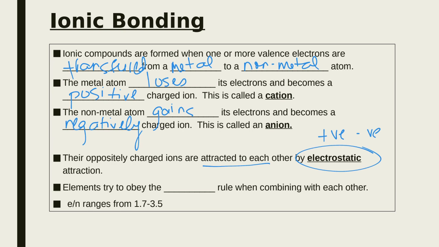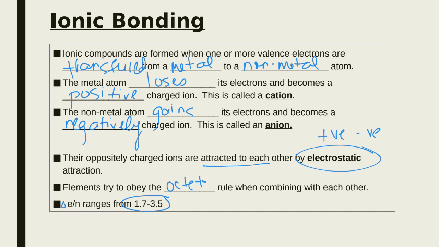And elements try to obey the octet rule. Okay, and what this means is they are trying to gain or lose electrons so that they have a full outer energy level that tends to be 8 electrons. One of the things that we also can refer to here, and I'm going to put a little delta sign there, is that the difference in electronegativity between these two elements should range between 1.7 and 3.5. So we'll just comment on that.